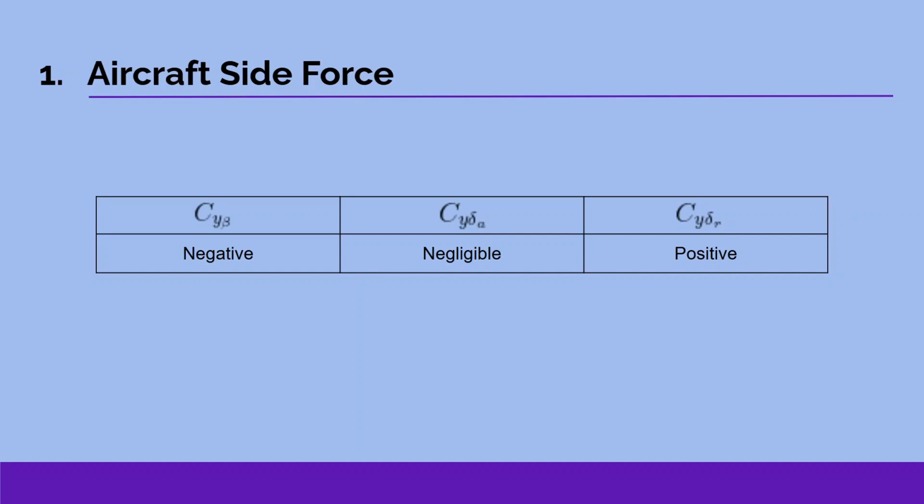Cy delta R is how much of a change in the side force coefficient you're going to have for a given change in the rudder deflection, and that is usually positive. And that means that for a positive rudder deflection or trailing edge left, this is going to create a positive side force. And on the other hand, if you're going to have a negative rudder deflection, you're going to have a negative side force.